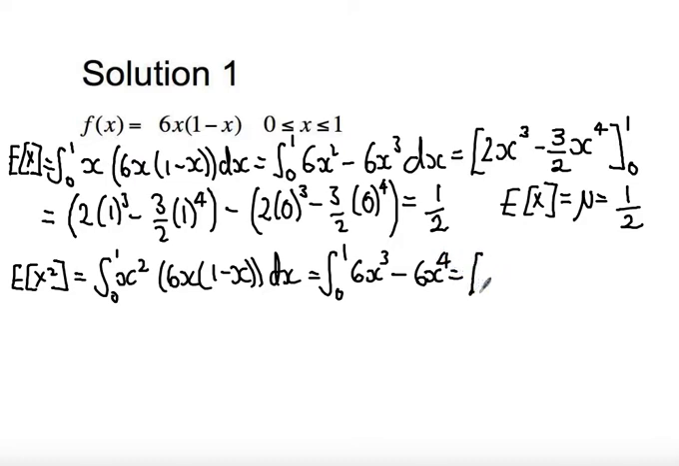So when I integrate, I'm going to raise the power of x cubed to x to the power 4. I'm going to divide 6 by 4, and so I get 3 over 2. Minus, I'm going to raise the power of x to 5, and then 6 divided by 5 can't be simplified any further, so I'm going to leave it as 6 over 5. Integrating between 0 and 1.